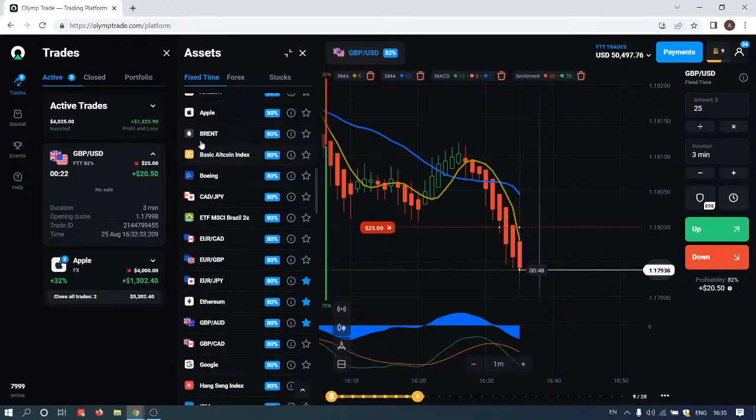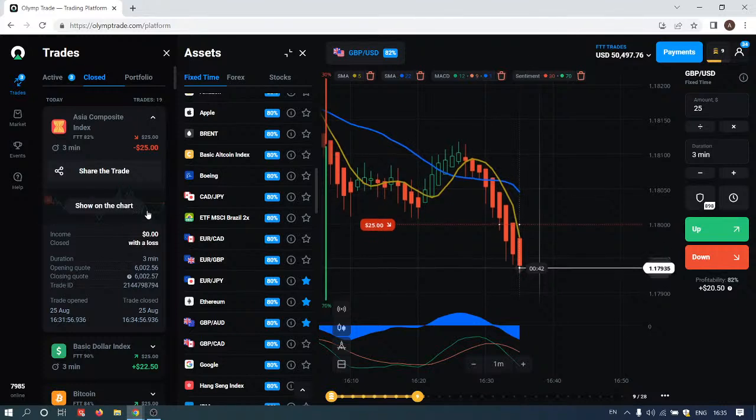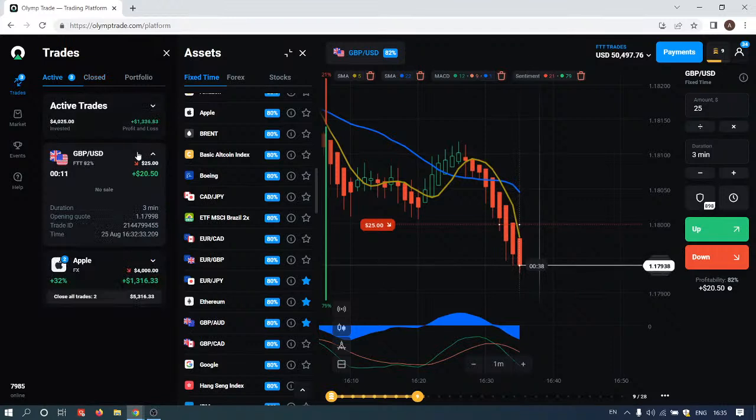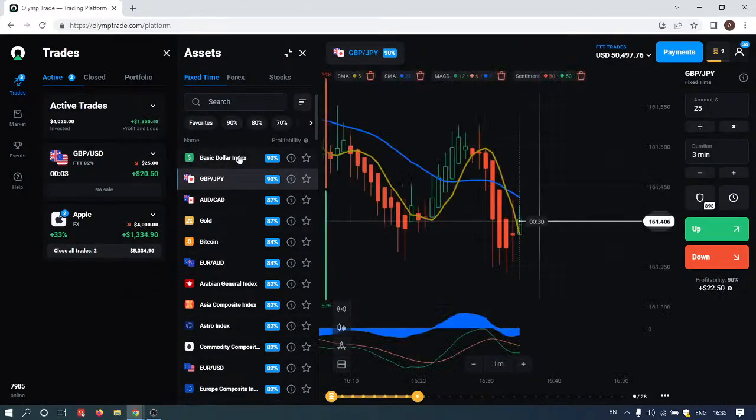All right, so this trade, 60% of the time was in the profitable zone, and then just closed with a loss. All right, so the pound will close with a profit.